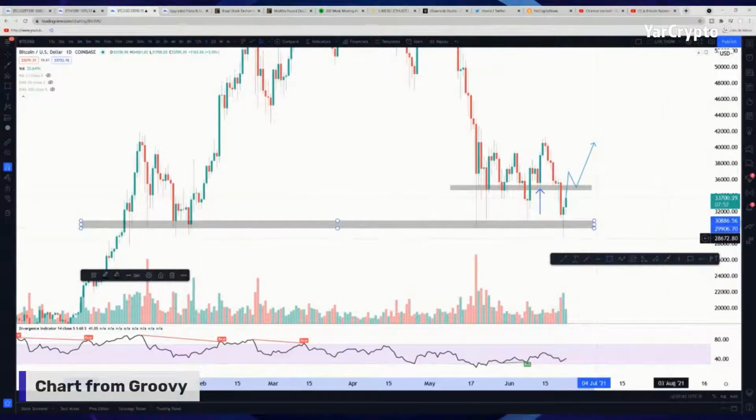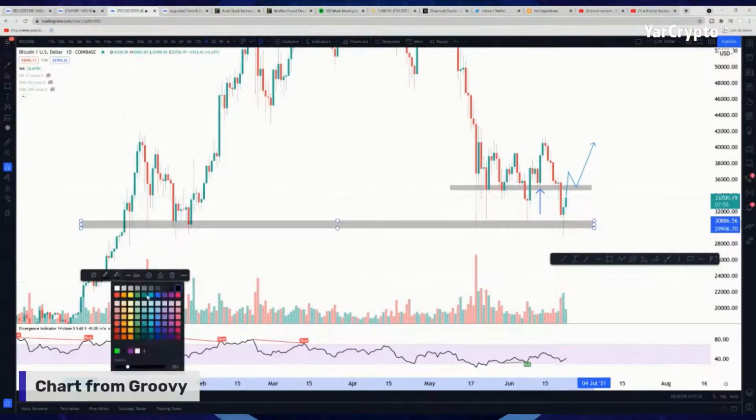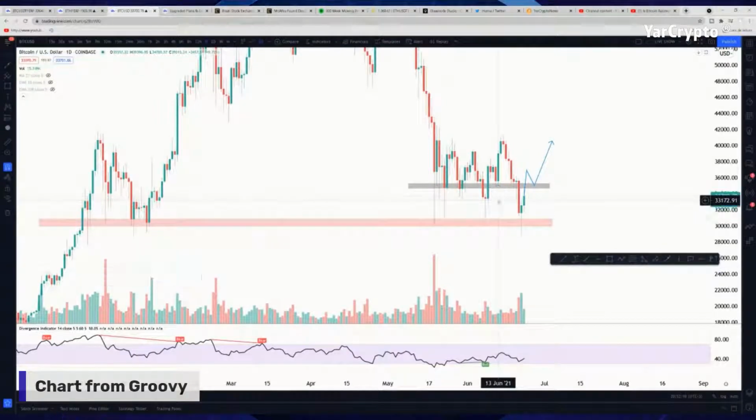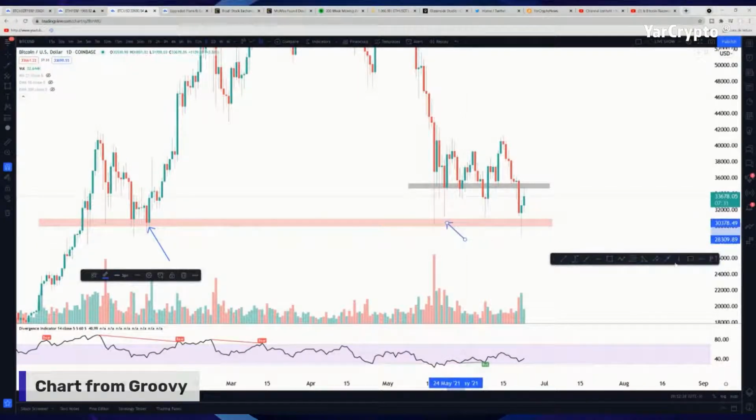I'm gonna make this red so you guys can see. And there was a lot of demand in this area in the past. And so you guys see we have this area of resistance, of support, and wicks all the way in this area here. Sorry, this area and here as well yesterday. So yeah, 30K major support, upper range 35K. What do you guys think?